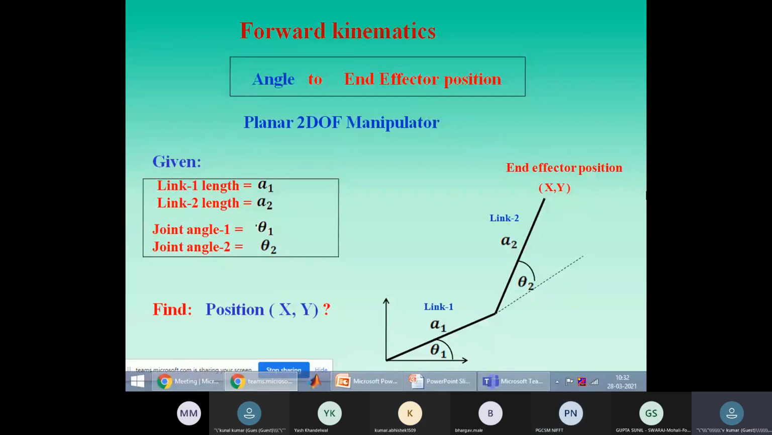In the previous lecture, I taught the DH parameter. Now I am going to teach you forward kinematics. What is forward kinematics? For a manipulator, L1 cos theta, L1 sin theta. It means if the angles are given and the manipulator parameters are given, then we have to find the position of the end effector, meaning x, y, and z. That is called forward kinematics.